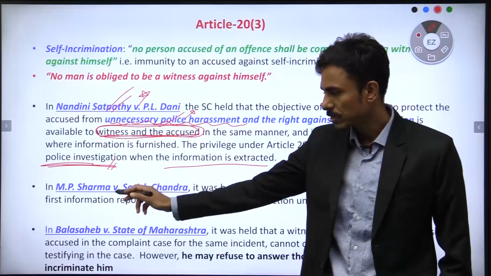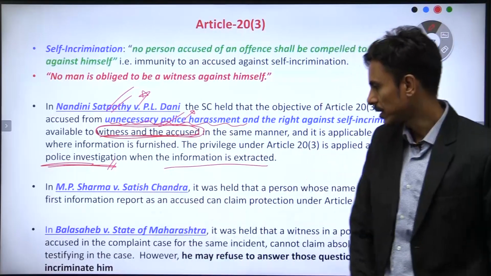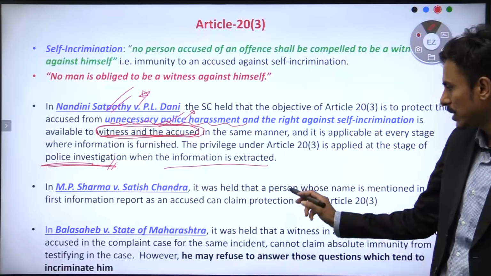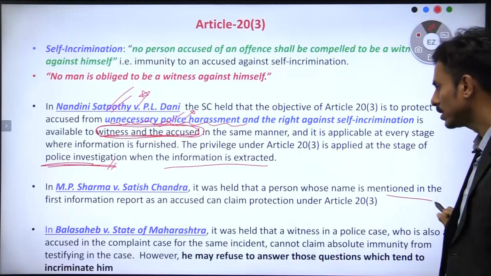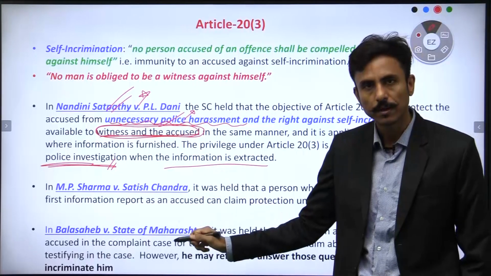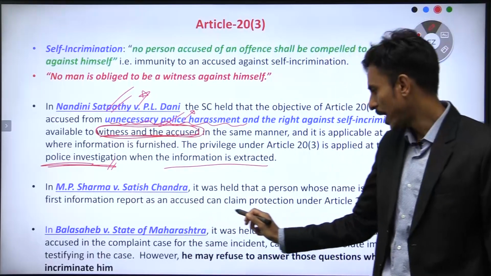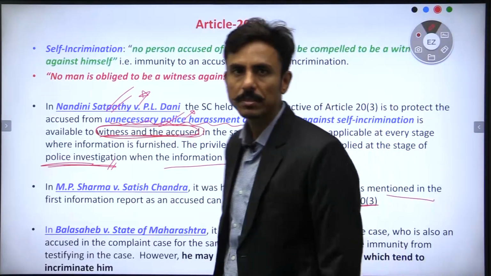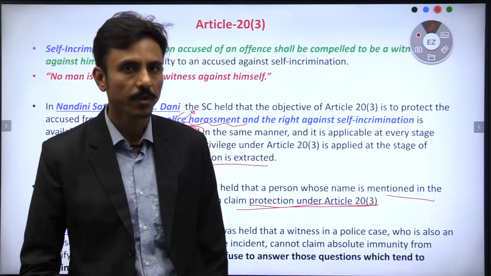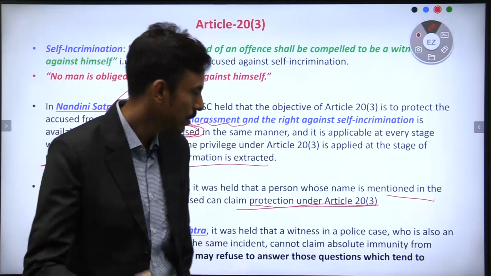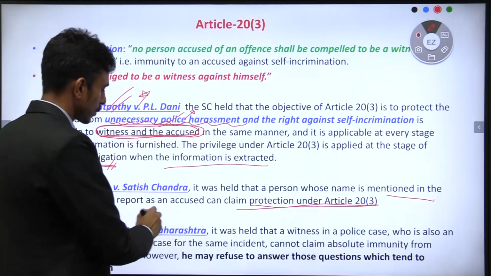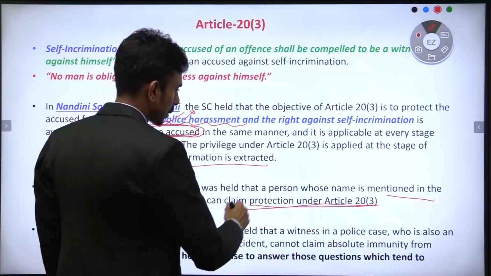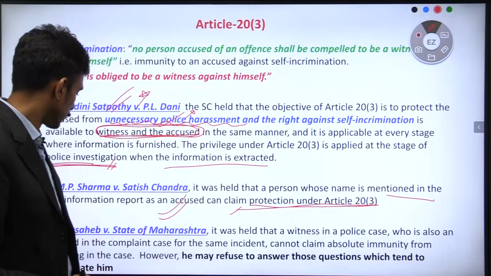Guys, in the case M.P. Sharma versus Satish Chandra, it was held by the court that a person whose name is mentioned in the FIR as an accused can claim protection under Article 20 Clause 3, right? That means if your name is mentioned in the FIR or First Information Report, then definitely you can claim the protection under Article 20 Clause 3.